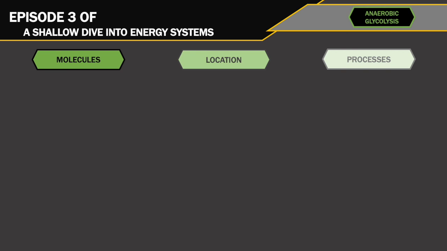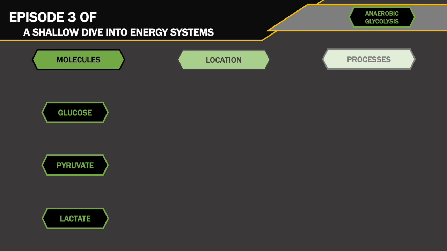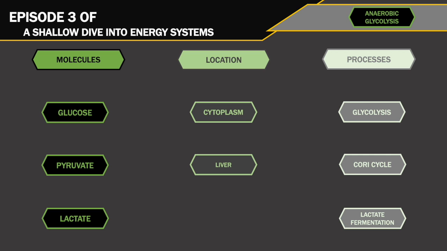When we look at the molecules, the location, and the processes, the molecules are glucose, pyruvate, which we already have introduced, and a new one, lactate. The locations of where this energy is produced are in our cytoplasm and our liver. We have 3 different processes. We have glycolysis, our Cori cycle, and something called lactate fermentation.